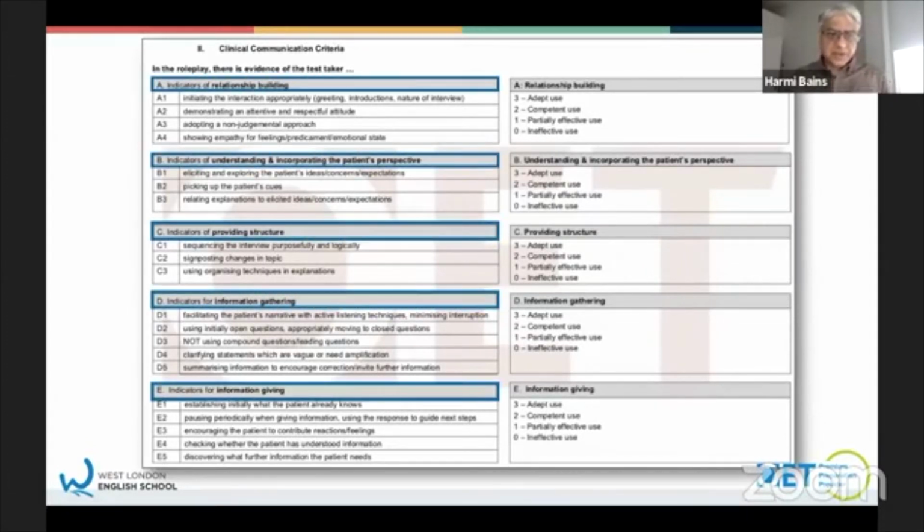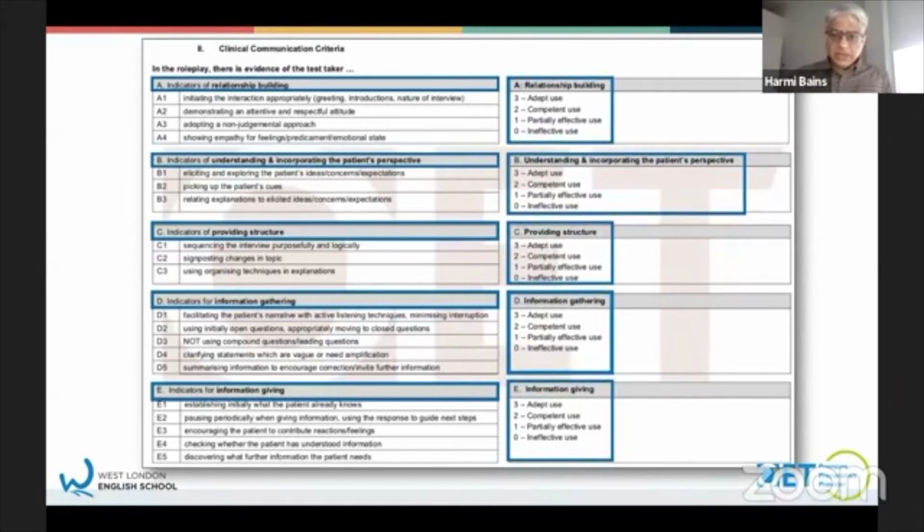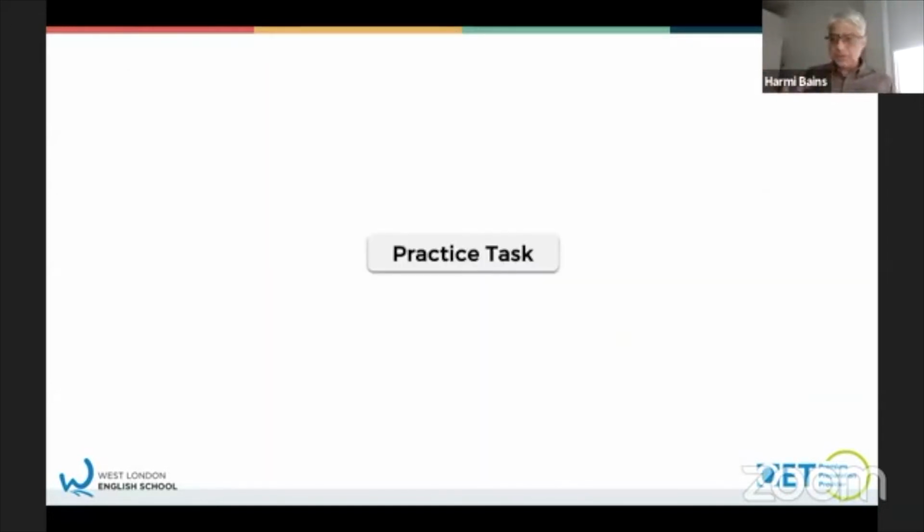You can see the 5 criteria here, and you can see with each criteria you get a score of 0 to 3. Okay, and what we're going to do, we're going to have a look at a sample answer, like I said, and we're going to try and map it to the criteria. Okay, guys, feel free to put any questions into the chat if you want to ask anything. So we've got the practice task here.